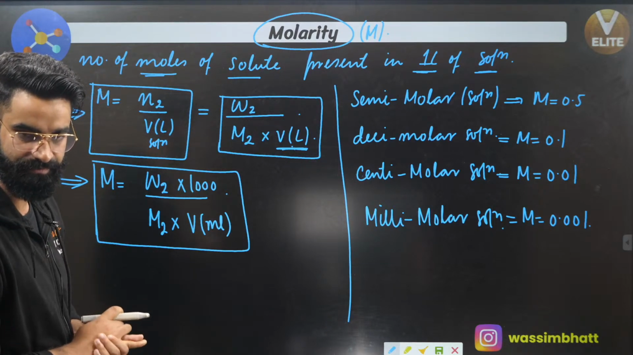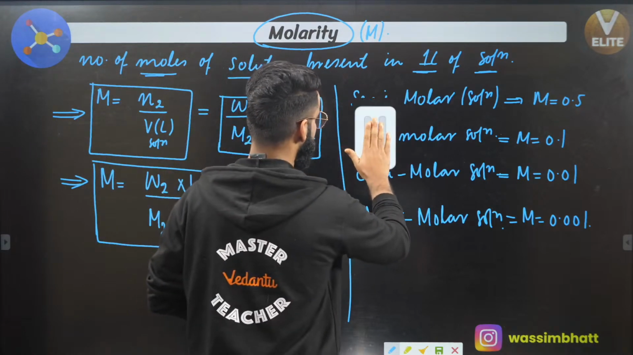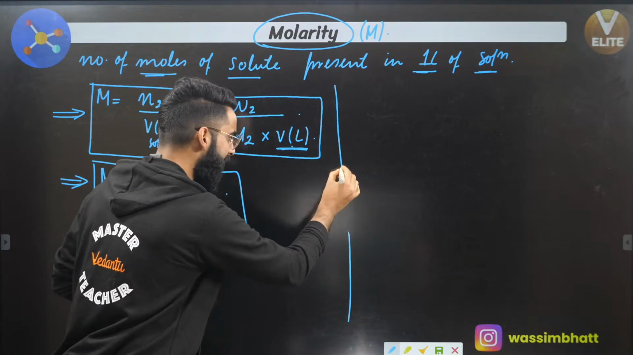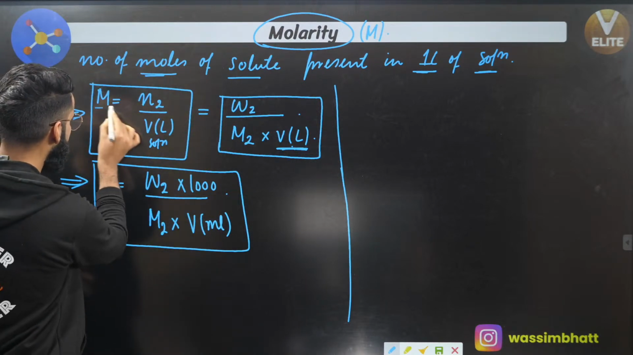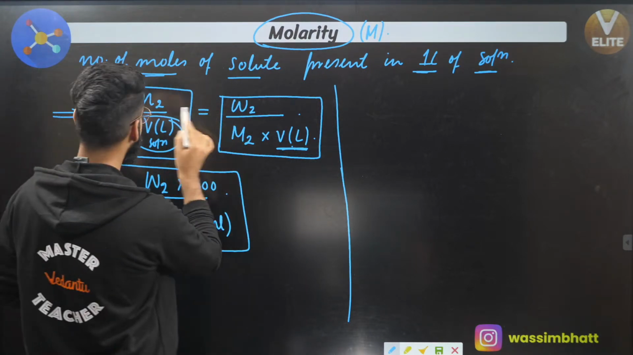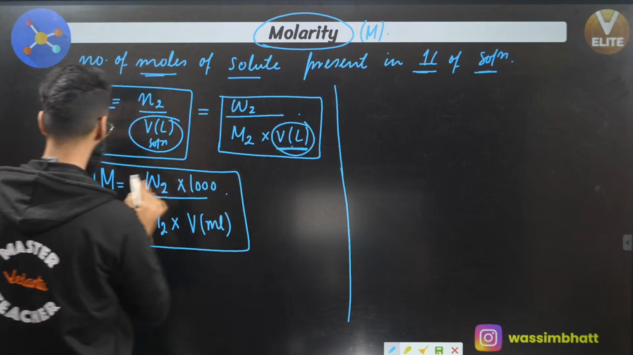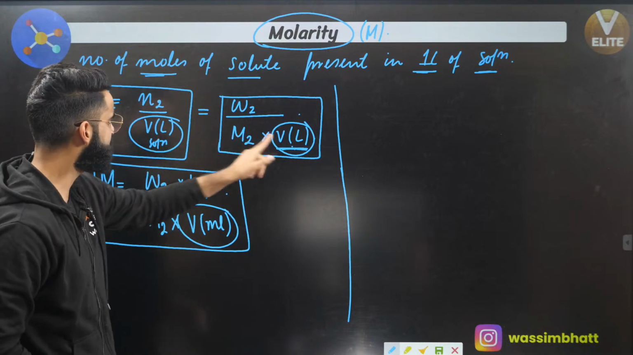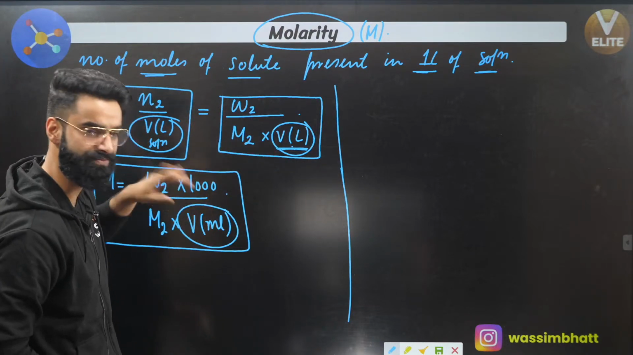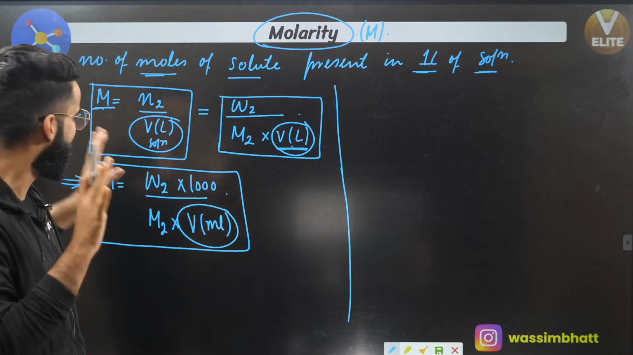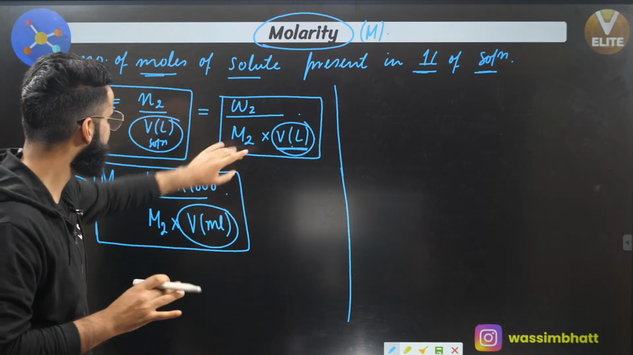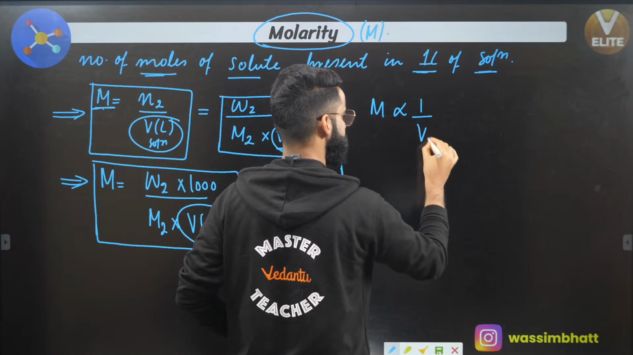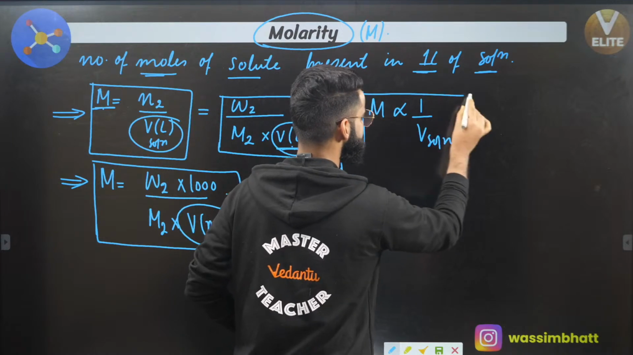Perfect, guys. One more important thing which I would like to share with you. If you look at any of the formulas of molarity, everywhere you have volume of solution. But in the first two formulas, it is the volume of solution in liters. In the last formula, it is the volume of solution in milliliters. In general, can I say molarity everywhere is inversely proportional to volume of solution?